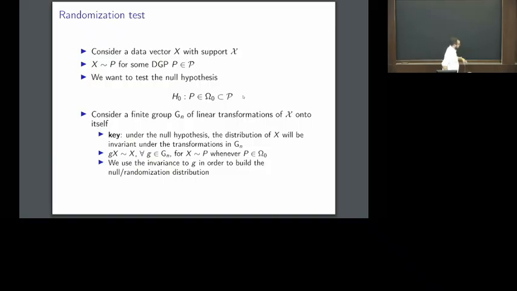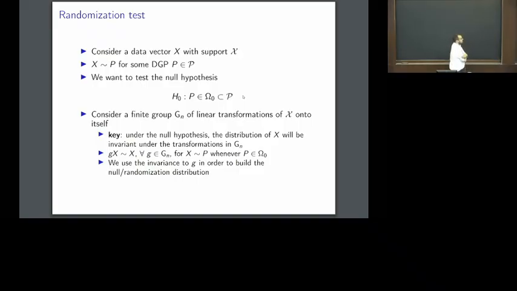And we're going to belabor the point here because it's quite crucial that the set of actions that I'm looking at is a group. The set of permutations forms a group, so that's a good example. The set of sign flips forms a group, that's a good example.